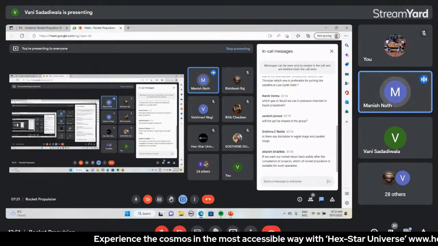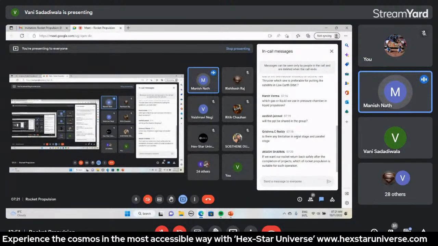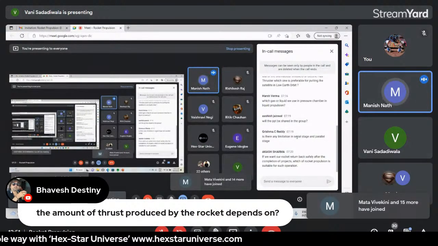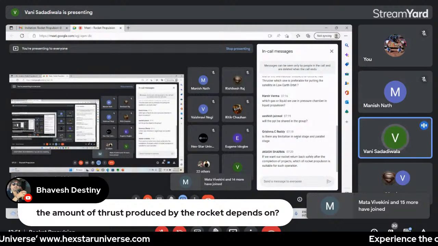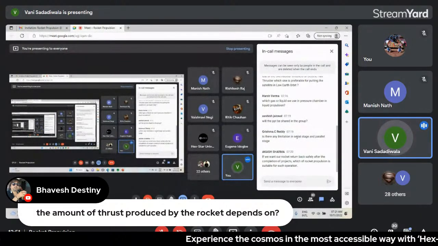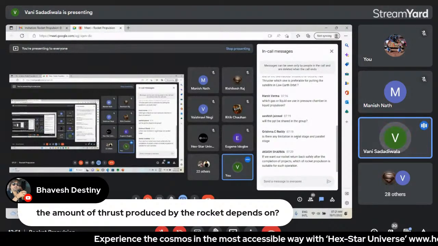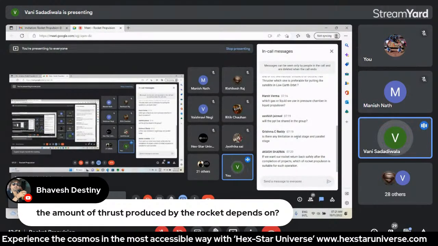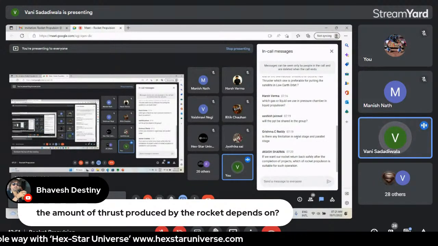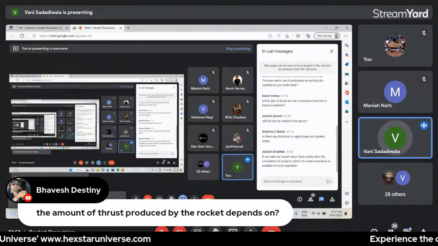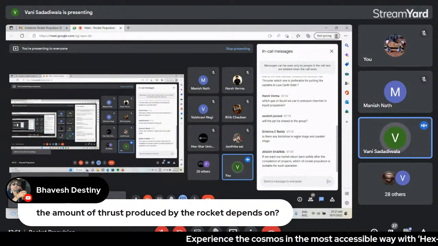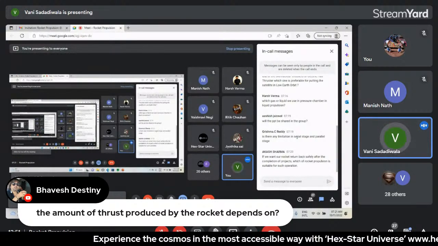So the next question we have is from Bhavesh. The amount of thrust produced by the rocket depends on. I think he's asking about the factors on which the amount of thrust produced by the rocket depends. The amount of thrust produced totally depends upon what type of configuration you are using as a nozzle part, and also what type of propellant you are using. The major role is played by the propellant, which helps the expansion of the whole propellant in the turbine section and the release of high imparting velocity gases. So it is majorly the work of the propellant system.